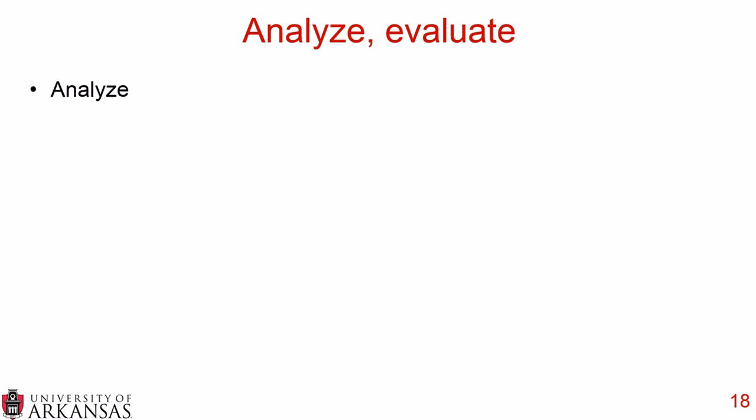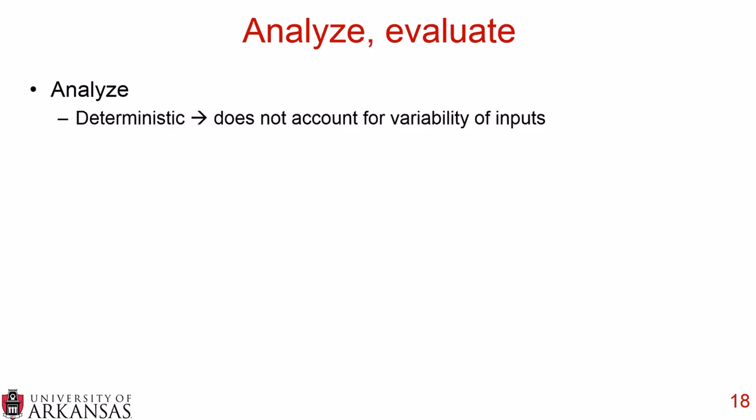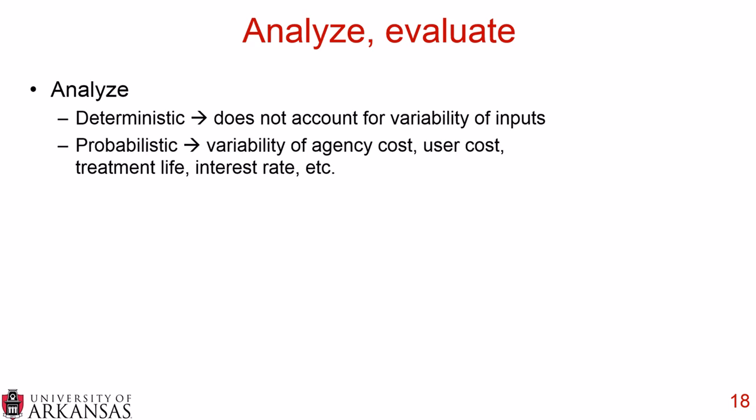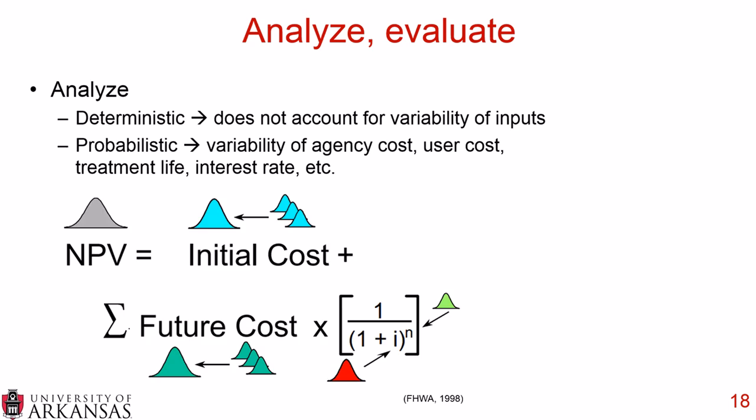Once you have your net present value, or NPV, you can analyze your results, and this includes either a deterministic approach, which does not account for any variability of inputs, or it can be what's called a probabilistic approach. And the probabilistic approach incorporates variability of both agency cost and user costs, treatment life, interest rate, and any other input that can be put into the analysis.